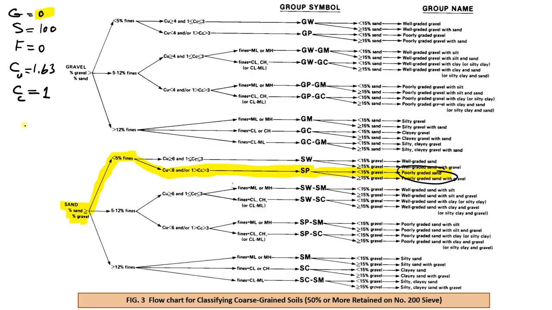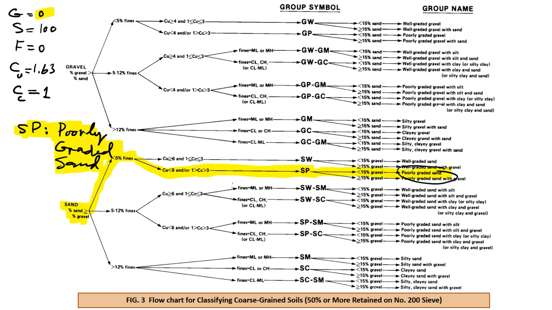So if I go horizontally, if I go like this, actually the soil classification is poorly graded sand. So it is SP, poorly graded sand. So this time there is no gravel in it. So this is poorly graded sand. So this is our example number 5 of today.